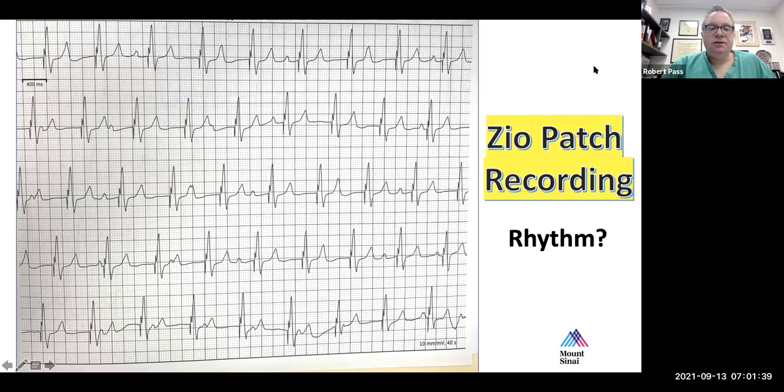Okay. So this is a Zeopatch recording that I recently reviewed, and I want to know what rhythm you believe this is. I am going to start with Dr. Zawani. What do you think? What's going on here? Tariq, are you still there?